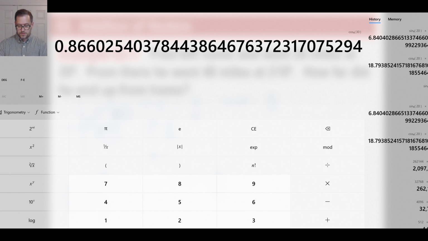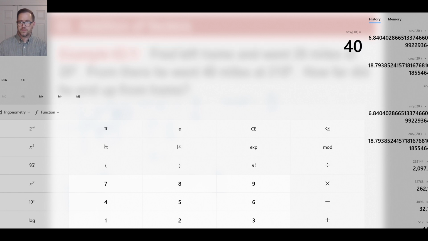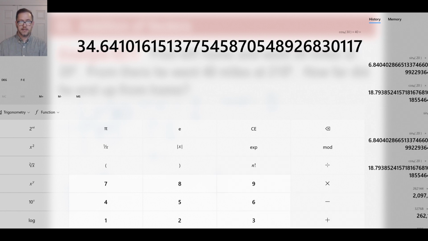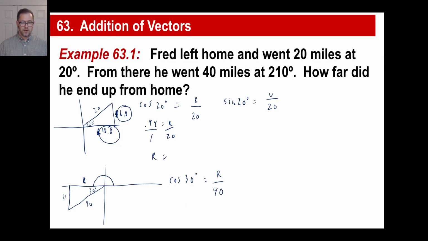And all we need to do is just multiply that by 40, because that's how far he goes out that way, and it is 34.6, we'll call it, okay? So this will be 34.6. Now, because it's going left on the coordinate plane here, like this x-axis, we're going to call this negative 34.6, so just keep that in mind. All right, let's go ahead and find what this u is going to be.